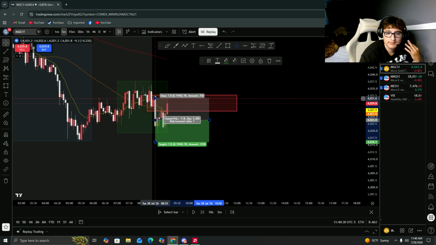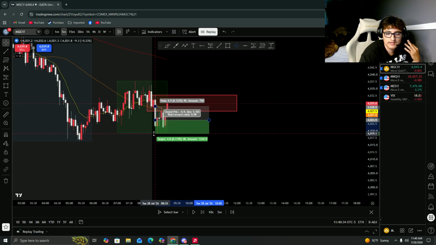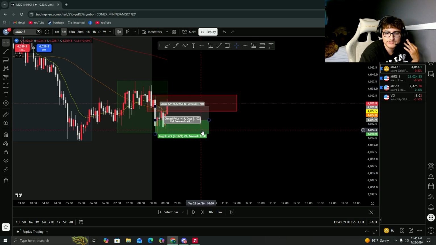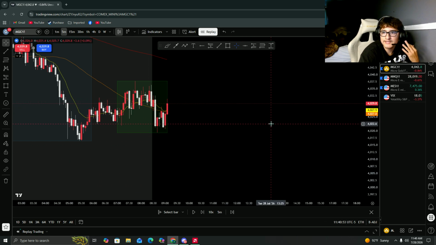I didn't because this would not have won for a 1-to-1 RR. This was the setup, right? We created that new low right here. We tapped into this 5 minute demand zone. We got a break of the candle, and we even had a good bearish candle closure to the downside. But either way, I still would have got stopped out. And it is what it is.